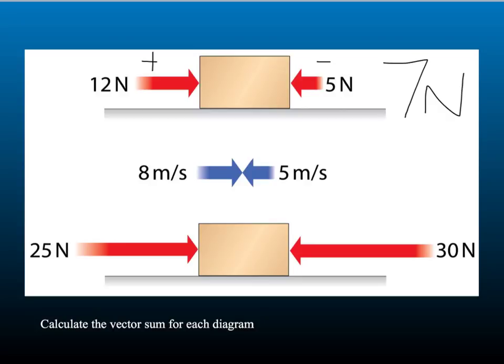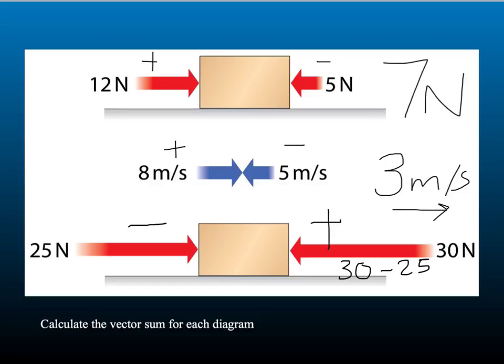7 newtons. For the second diagram, because this is a vector sum, we've got 8 meters per second in the positive direction and 5 meters per second in the negative direction, which gives us a vector sum of 3 meters per second in this direction. In our last diagram, if we've got 30 newtons pushing this way, we can take that as our positive direction, 25 pushing this way, and that could be our negative direction. Then if we do 30 minus 25, this equals 5 newtons in that direction.